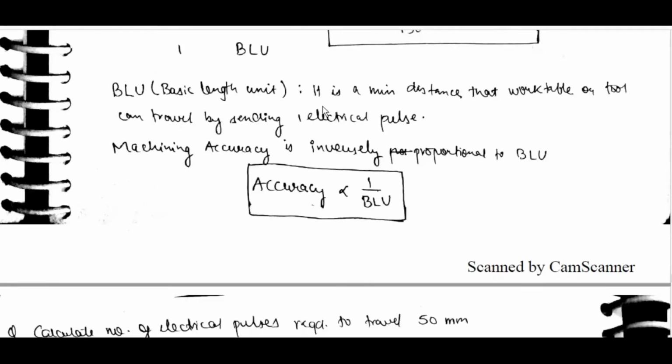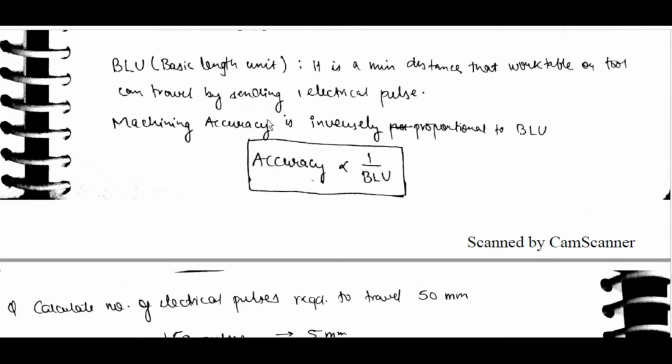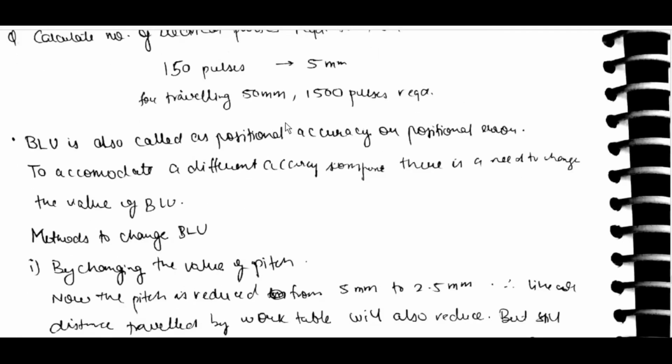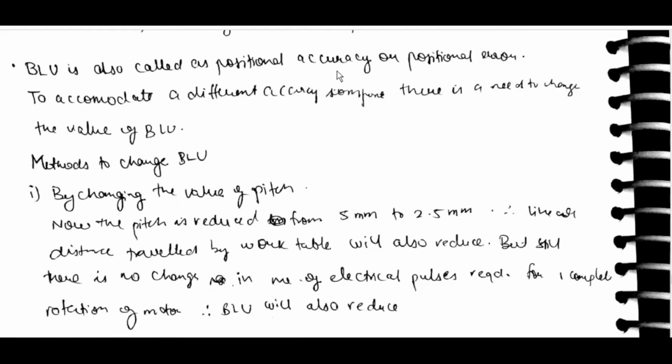BLU, basic length unit, is the minimum distance that the work table or tool can travel by sending one electric pulse. Machining accuracy is inversely proportional to BLU. That means if BLU is less, accuracy is more. For one electric pulse. BLU is also called positional accuracy or positional error.